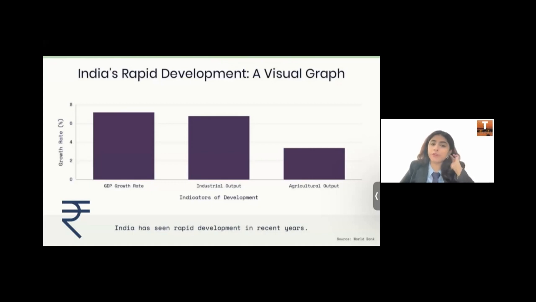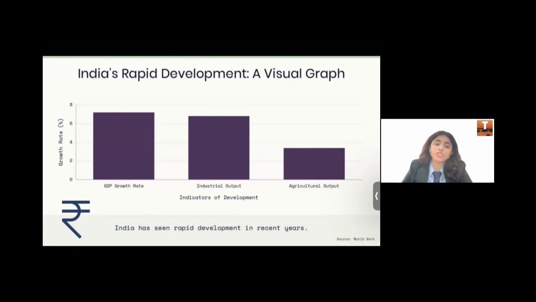Second would be infrastructure development. India has made significant strides in infrastructure development, including transportation networks, energy, telecommunications, and urban development. Initiatives such as the Bharatmala project for road connectivity, the Sagarmala project for port development, and the Smart Cities Mission have improved connectivity, reduced logistics costs, and enhanced the quality of life.